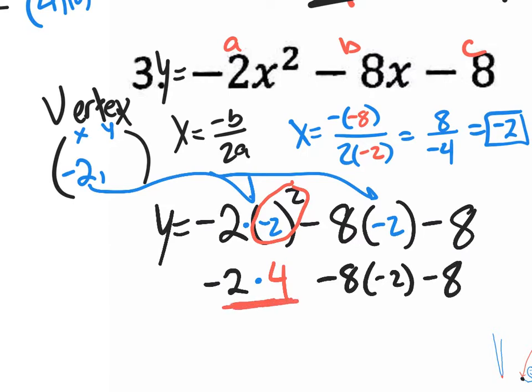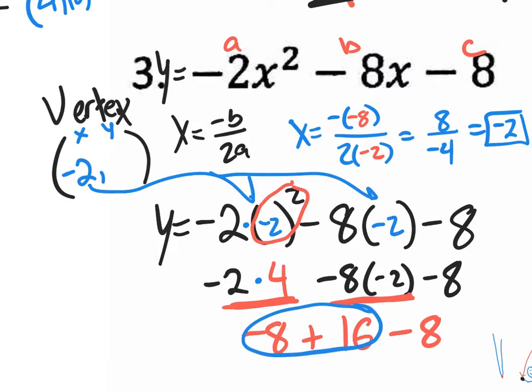We have multiplication here. What's negative 2 times 4? Negative 8. Okay, and what's negative 8 times negative 2? Positive 16. And let's bring down the minus 8 at the very end. So when I combine negative 8 and positive 16, what do we get?